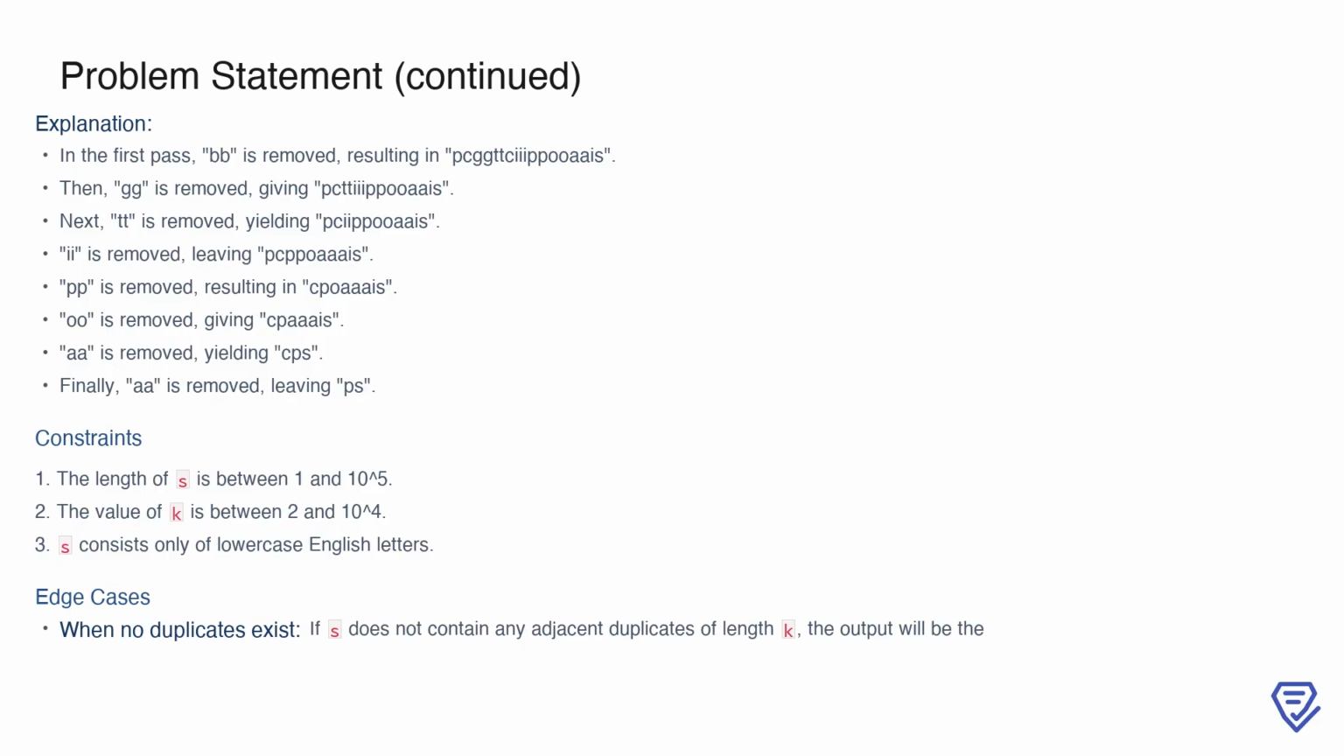The sequence oo is removed next, yielding pais. Then, AA is removed, leaving CPS. Finally, the last group of AA is removed, resulting in PS. This example demonstrates how the process can involve multiple steps and how duplicates at different positions are removed in sequence to produce the final string.